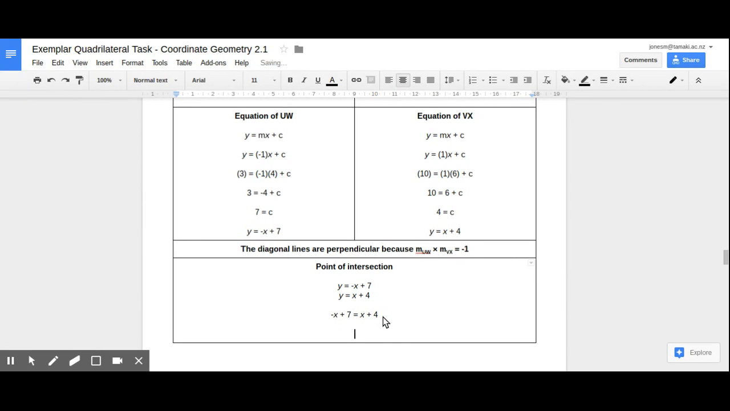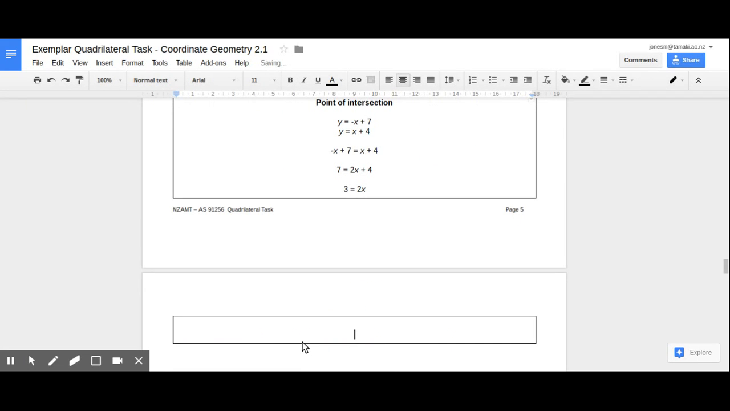So we have negative x plus 7 equals x plus 4. Okay, now what we can do is add x to both sides. So then we have 7 equals 2x plus 4. Now the next step is we could subtract 4 from both sides, because we're trying to get the x by itself. Finally, we want to get the 2 over there. So we're going to go 3 divided by 2, which is 1.5. So 1.5 is equal to x.